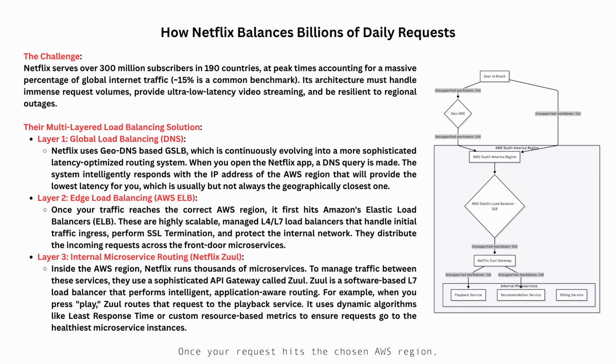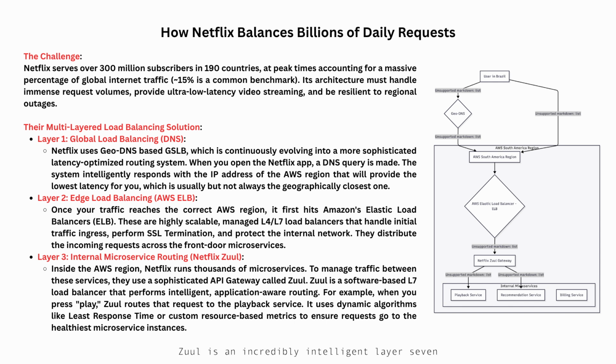Once your request hits the chosen AWS region, it doesn't go straight to a Netflix server. It hits Amazon's own powerhouse load balancer, the Elastic Load Balancer, or ELB. The ELB handles the raw incoming flood of traffic, decrypts the HTTPS traffic, that's SSL termination, and performs the initial distribution across Netflix's own front door, which is an API gateway called Zuul. Now we are inside Netflix's ecosystem.